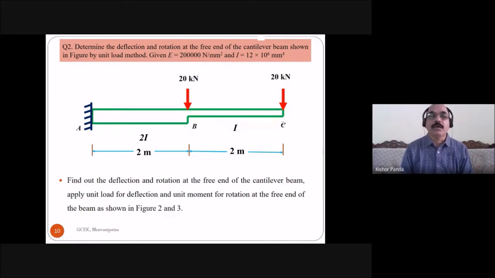So what do you have to do here? For deflection you have to apply a unit force, and for rotation you have to apply a unit moment. For deflection you have to apply a unit force at C, and for rotation you have to apply a unit moment at C. Find the deflection and rotation of the free end of the cantilever beam. Apply unit load for deflection and unit moment for rotation at the free end of the beam as shown in figures 2 and 3.